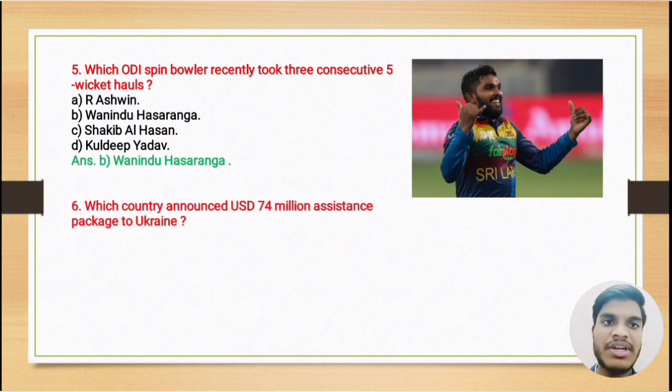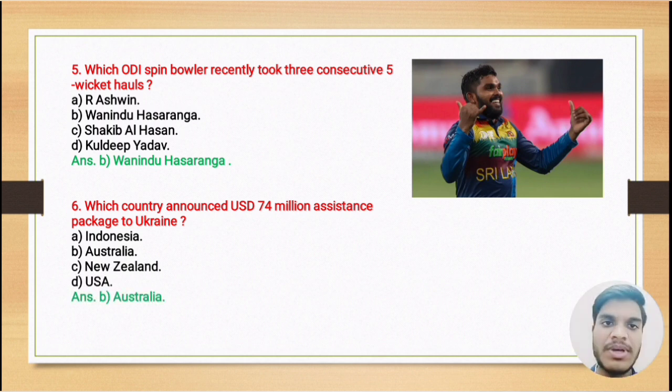Sixth one, which country announced USD 74 million assistance package to Ukraine? Option A, Indonesia. Option B, Australia. Option C, New Zealand. Option D, USA. And the answer is option B, Australia.